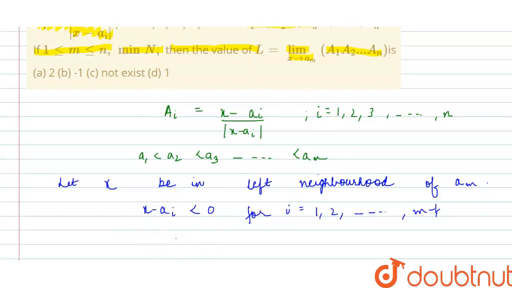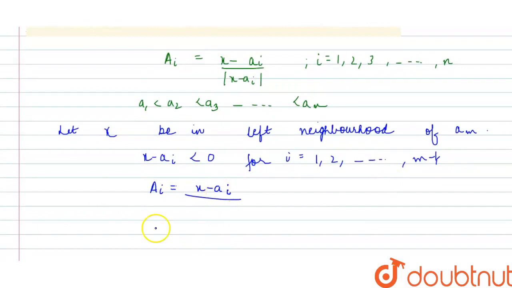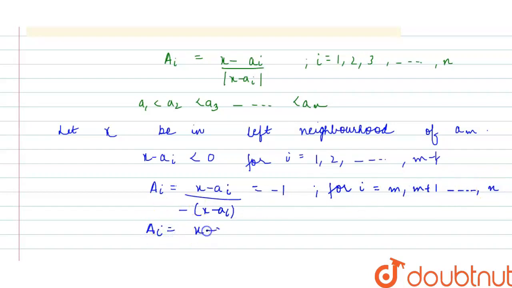So in the next step, if this is the condition, then we can say that A_i is equal to (x − a_i) upon minus of (x − a_i), which is equal to −1, for i = m to n. And A_i would be equal to (x − a_i) upon (x − a_i), that is the mod will be positive, which is equal to 1, for i = 1, 2 up to m − 1. Understood?